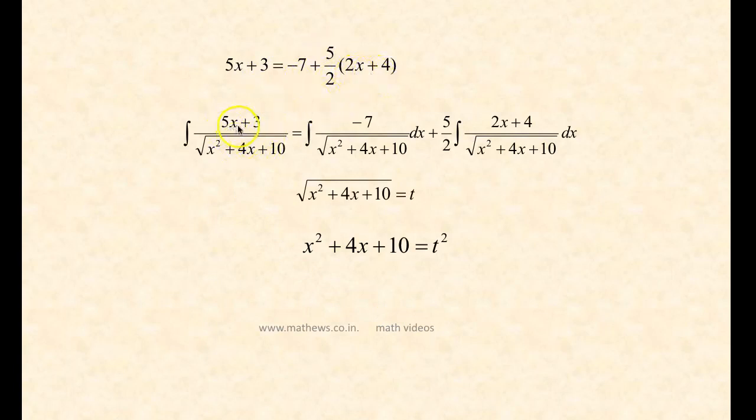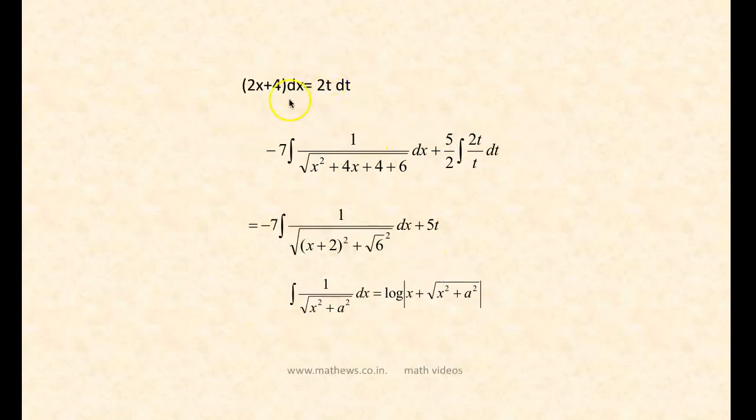Coming back to the integral, we have 5x plus 3 by root x squared plus 4x plus 10. Integrate this, equal to integral minus 7 by root x squared plus 4x plus 10 dx plus 5 by 2 integral 2x plus 4 by root x squared plus 4x plus 10 dx. If I put root x squared plus 4x plus 10 as t, x squared plus 4x plus 10 is t squared. So 2x plus 4 dx is 2t dt.